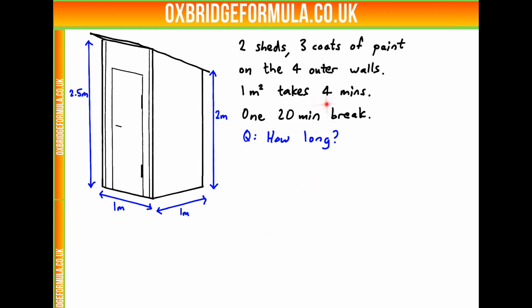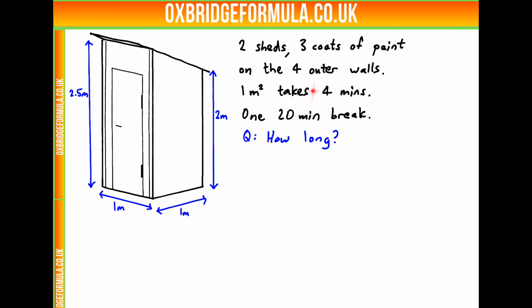So if painting 1 meter squared takes 4 minutes and this person plans to take one 20-minute break, then how long will this painting operation take? So what's our strategy here? Well, if we're told it takes 4 minutes to paint each square meter, then we're going to want to know how many square meters total that we're painting.